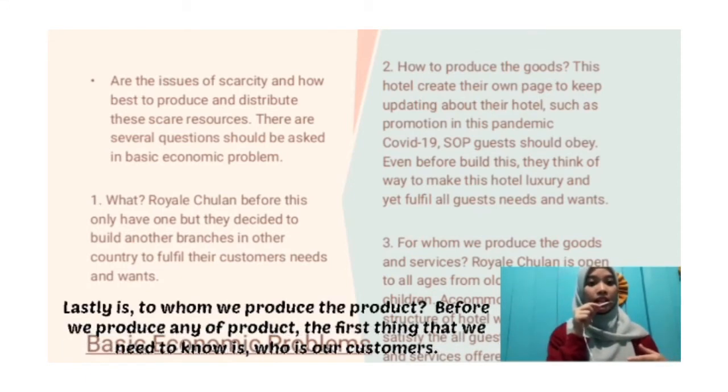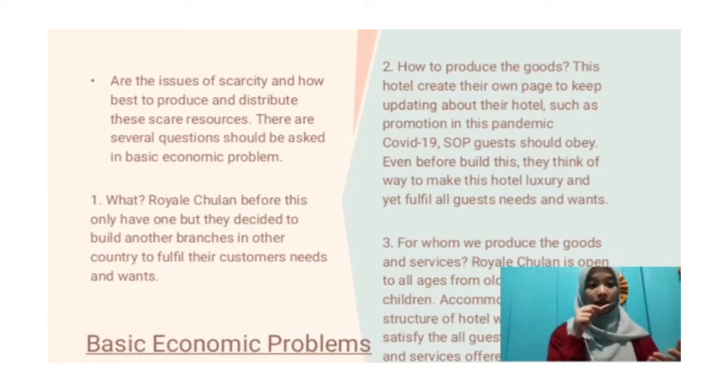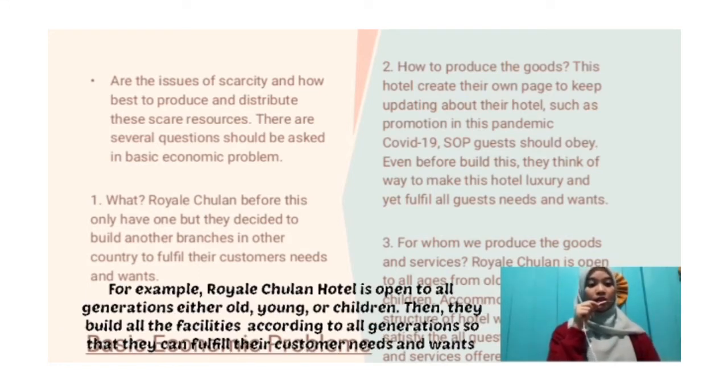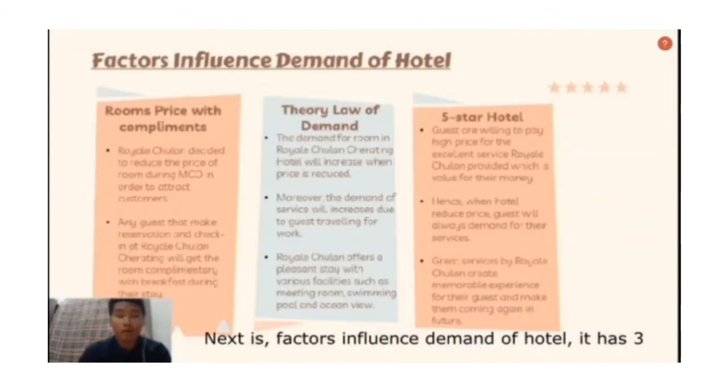And lastly is whom we produce the product for. Before we produce any product, the first thing we need to know is who our customer is. For example, Royal Chulan Hotel is open to all generations, whether old, young, or children. And then they build all the facilities according to all generations so that they can fulfill their customer needs and wants.